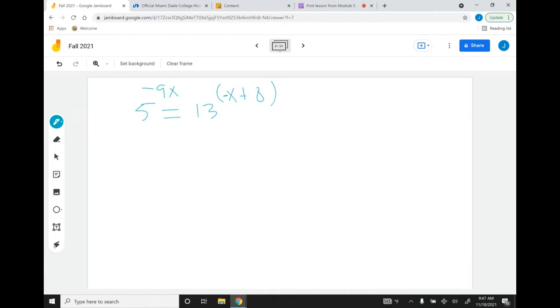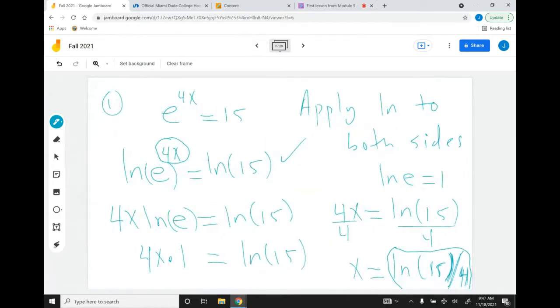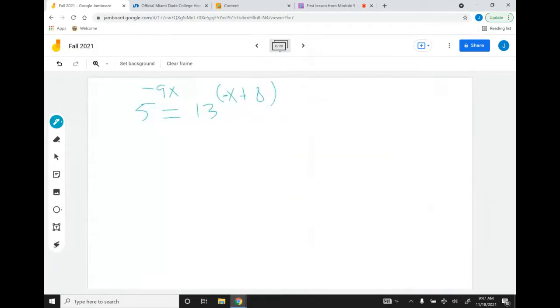Let me show you why I use ln here. Because of this beautiful thing. You see? This gave me 1. That's what I want. In this case, I don't have that, so I'm going to use log. All right. So I'm going to apply logs to both sides. Log of 13, and the exponent is this.